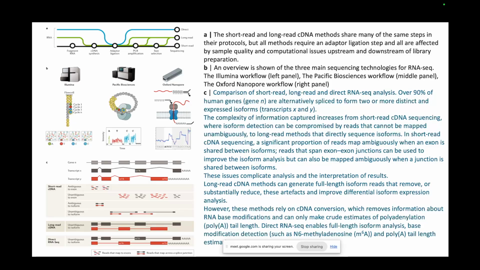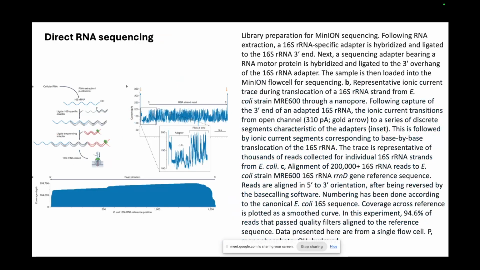So if it is modified, if it is not modified, and these modifications can tell you if it is active or inactive or so on, right? So that information is missed by complementary DNA sequencing, but again, if you do direct RNA sequencing, you can get hold of that information as well. So yeah, coming to direct RNA sequencing, this is an example of direct RNA sequencing done on MinION.